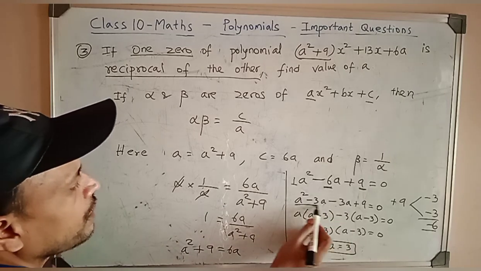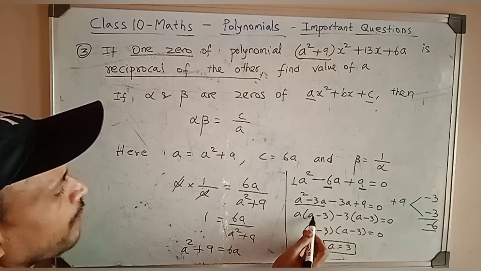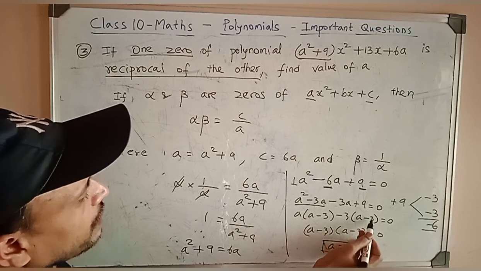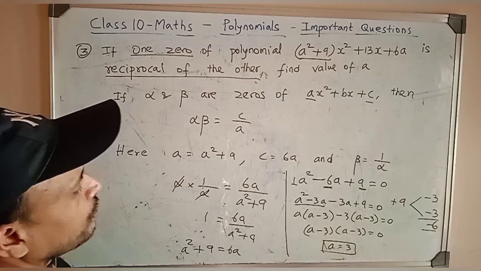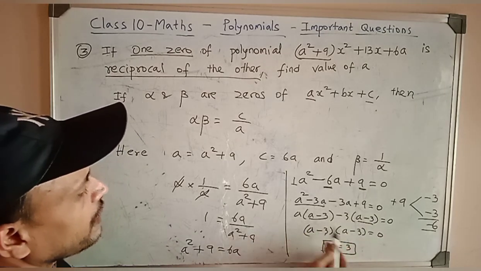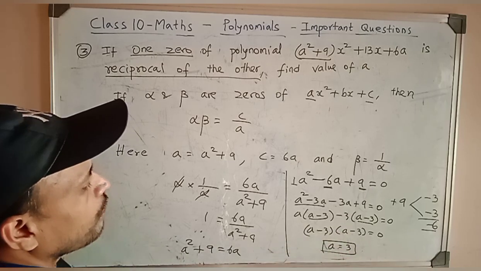Now taking common term from the first two, a is common, remaining is a minus 3. Here minus 3 is common, remaining is a minus 3 into minus 3 only, plus 9. So minus 3 here is equal to 0. Now taking a minus 3 common, a minus 3, and then again a, here minus 3. So a minus 3 into a minus 3 is equal to 0.